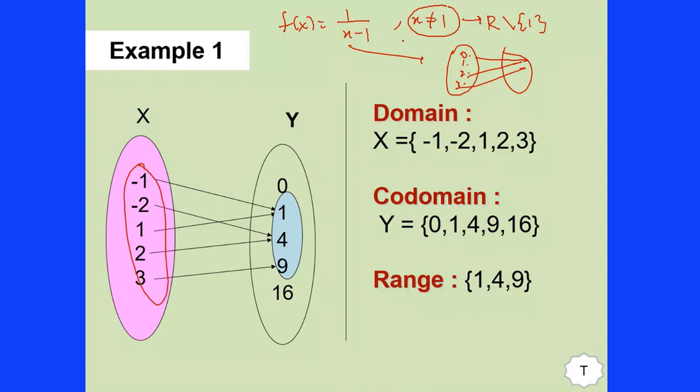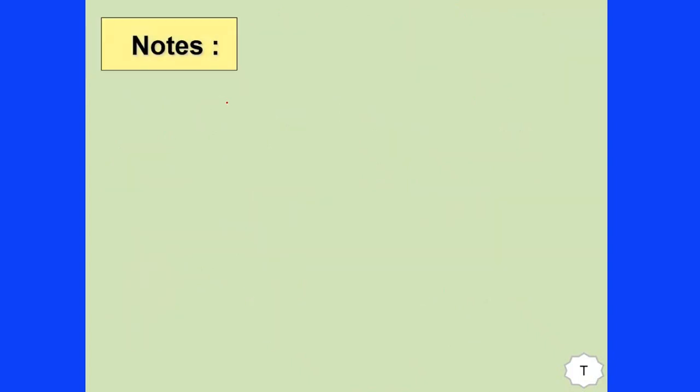So now when one element is not used in the domain, we cannot say this is a function. So we must remove this one so that everything in the domain is used, so that we can call this a function. That's why the domain is quite important for a function.